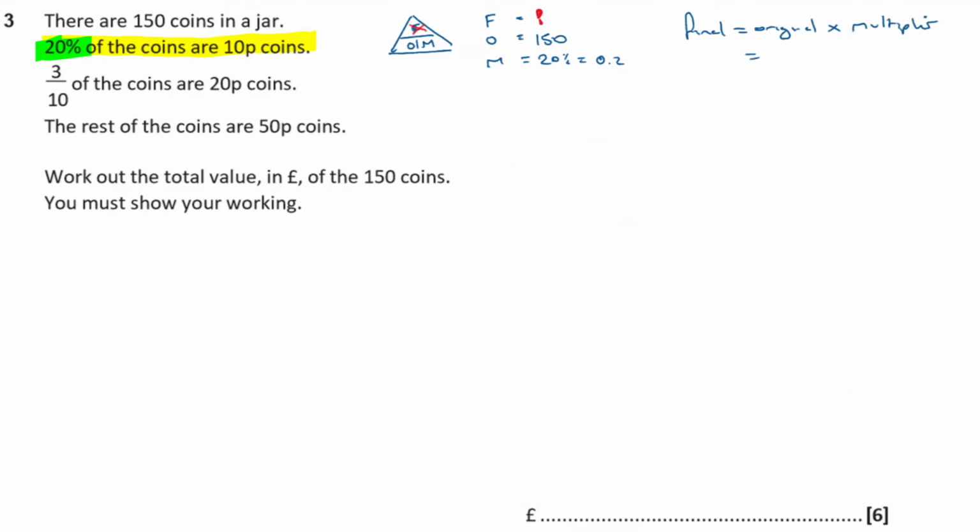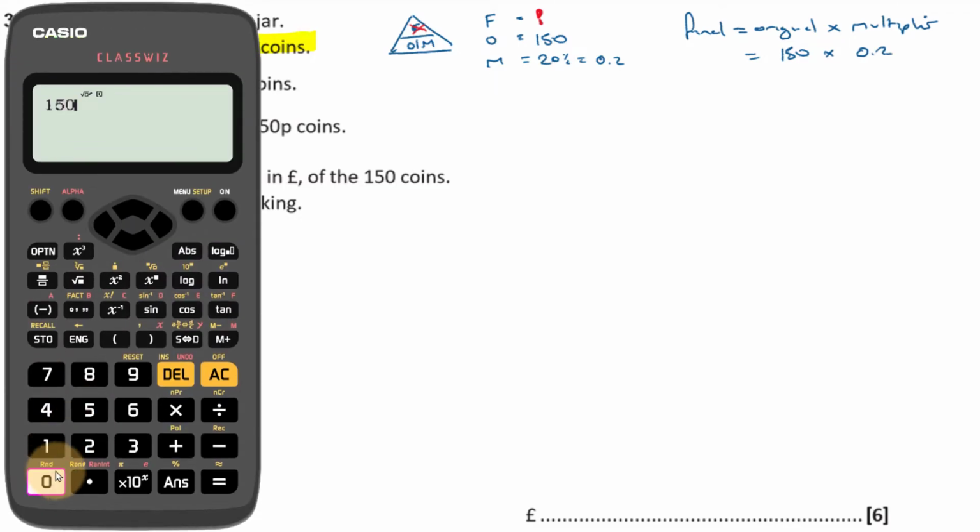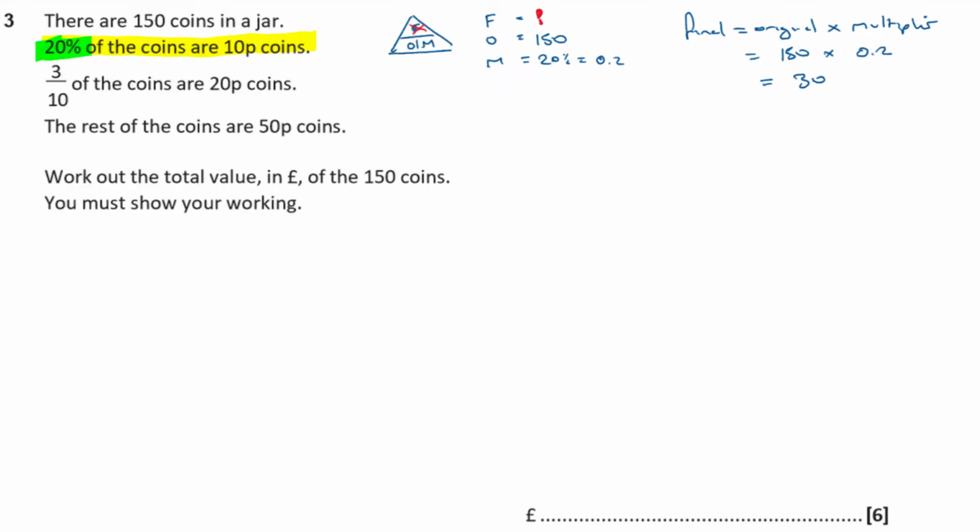Okay, the original is 150, the multiplier is 0.2. So what's 150 times 0.2? I think that is 30. So there are 30 10p coins. Let's make a little heading in here. So that's 10p coins. Right, let's move on and look at 20p coins.